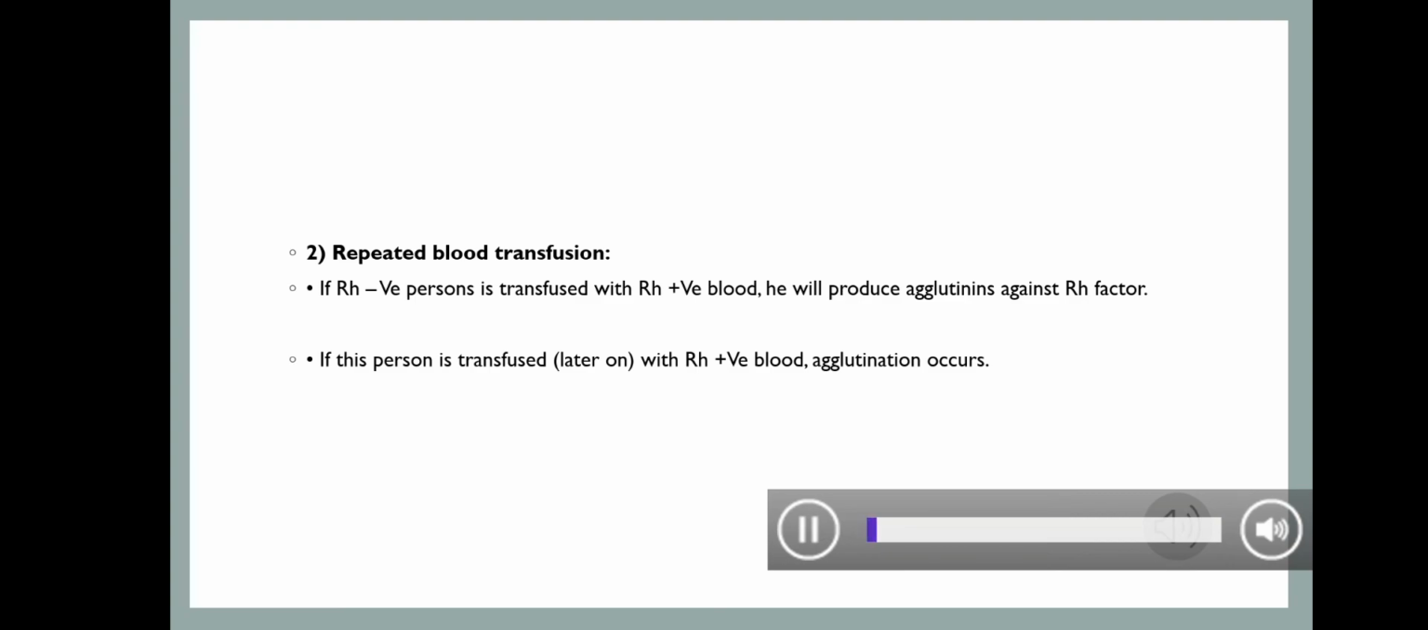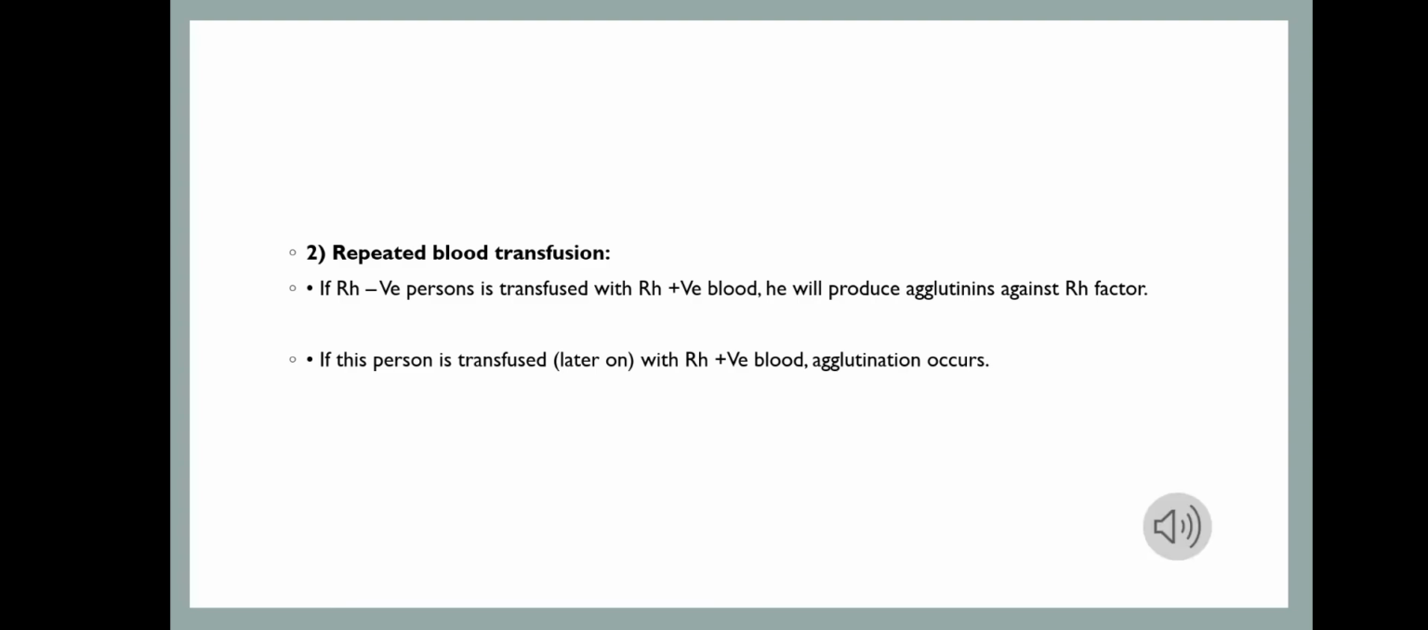تاني حاجة عندي تاني أهمية ال repeated blood transfusion. If RH negative persons is transfused with RH positive blood, he will produce agglutinins against RH factor. زي ما قلنا إنه أي حد بيكون عنده RH negative وحد تاني RH positive يديله دم، ينقله دم، بيبدأ يعمل ال antibodies أو ال agglutinins against ال RH factor ده. If this person is transfused with RH positive blood, agglutination occurs. بيحصل برضو agglutination لو الشخص ده حد RH positive اداله، هو يكون RH negative.